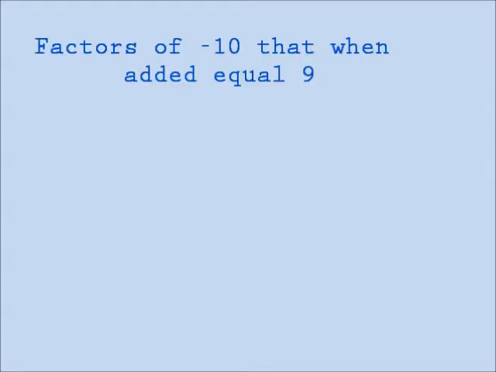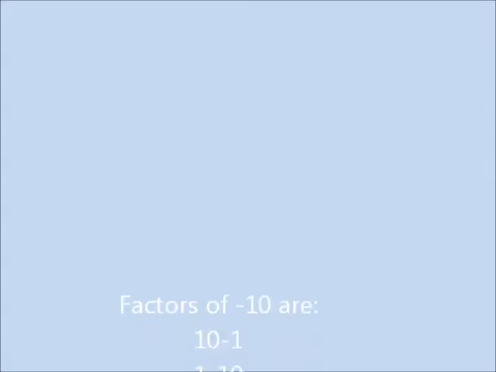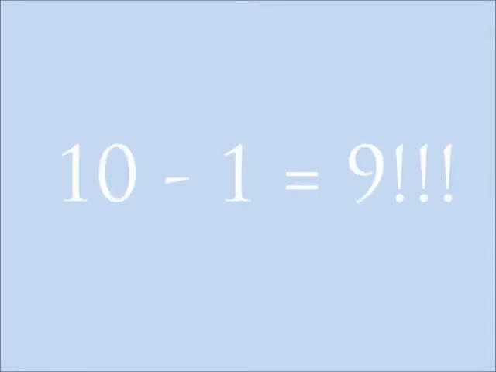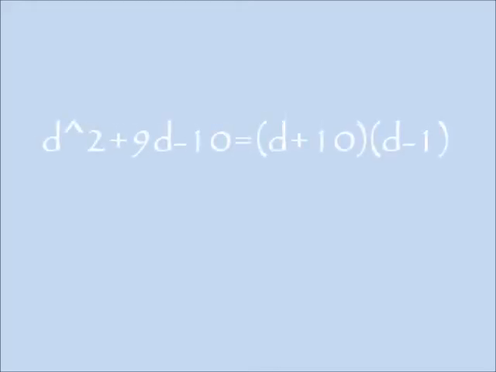To find the second set of numbers, we need to find the factors of negative 10 that when added equal 9. The factors of negative 10 are 10 and minus 1, 1 and minus 10, 2 and minus 5, or 5 and minus 2. Which two factors when added equal 9? The answer is 10 and minus 1, which equals 9. So we found our second set of numbers for the binomial. Let's plug them in. D squared plus 9d minus 10 gives you, in parentheses, d plus 10 and d minus 1.